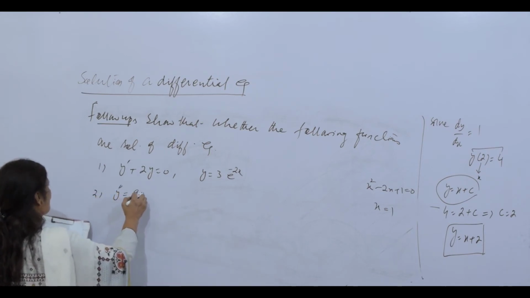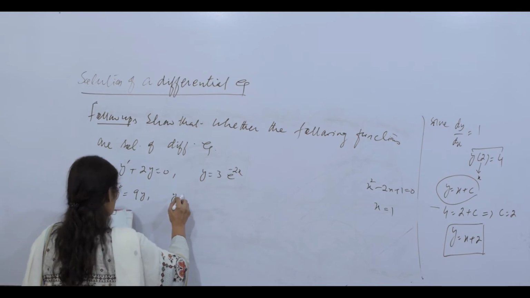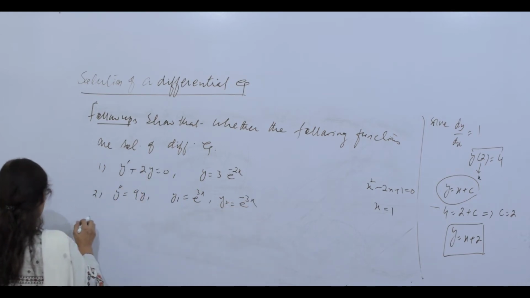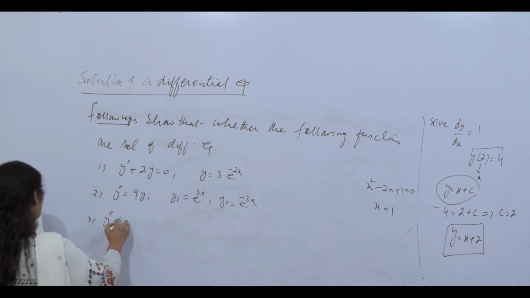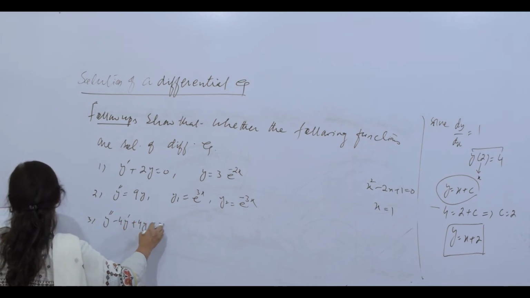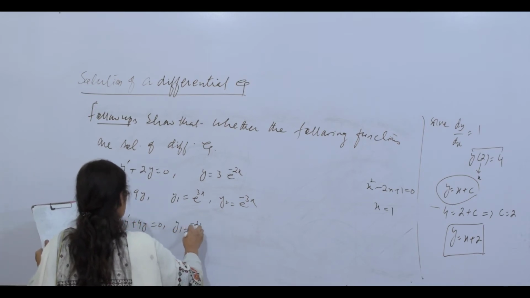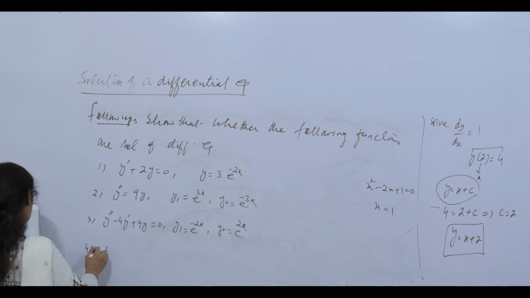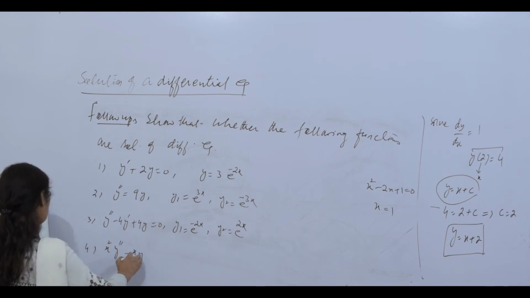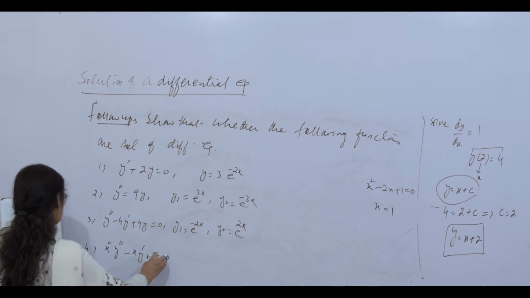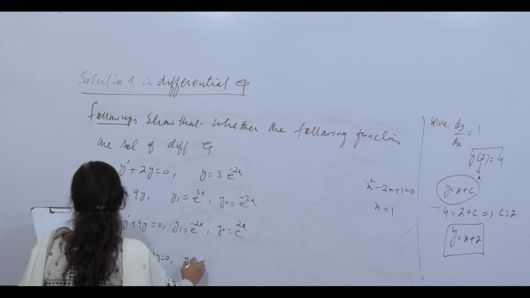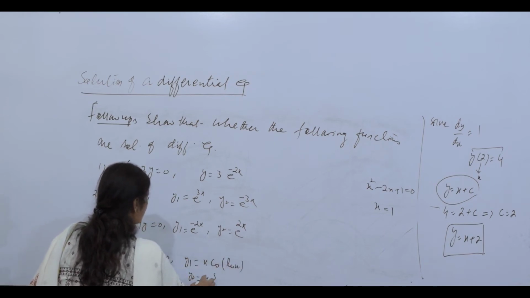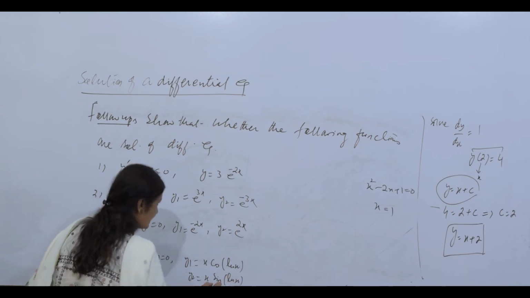y double dash is equal to 9y. y1 is equal to e^(3x) and y2 is e^(-3x). Third is y double dash minus 4y dash plus 4y equal to 0. y1 is e^(-2x), y2 is e^(2x). And number 4th is x square y double dash minus xy dash plus 2y equal to 0. y1 is equal to x cos(ln x) and y2 is x sin(ln x).